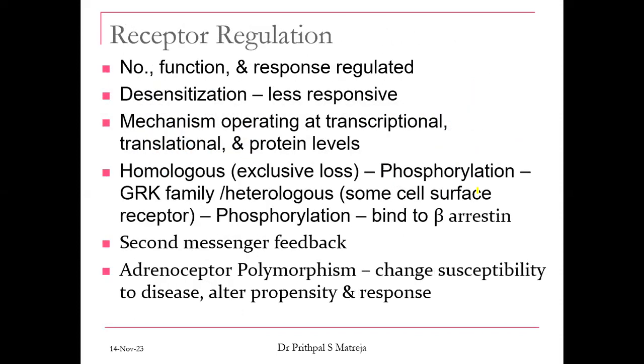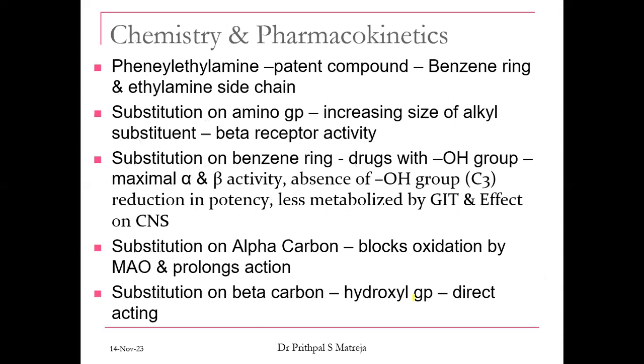Now, these receptors are regulated, and it is based upon the number of receptors present on a particular cell, and the function is regulated accordingly. And there is a phenomenon of desensitization, wherein continuous exposure of the particular cell to the neurotransmitter leads to decreased responsiveness, and this is mainly operated at the transcriptional, translational, and the protein level. And there is also polymorphism, which causes change in susceptibility to disease and alters the propensity and response.